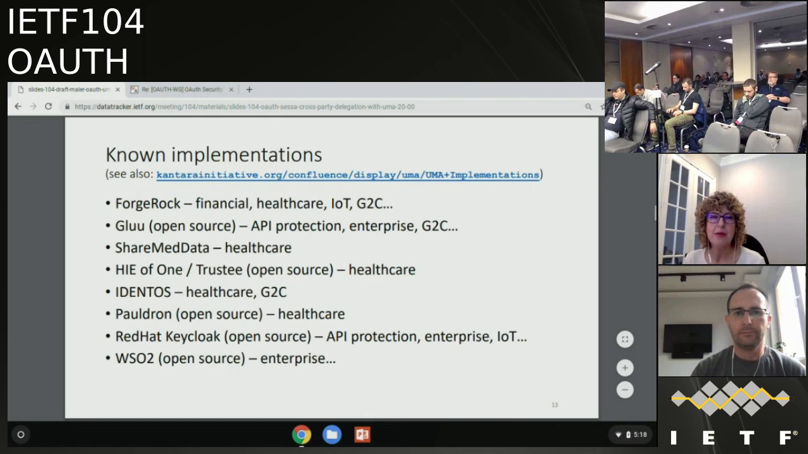And next slide, please. You can see a list of known implementations so far. As I mentioned, we've got some people in the room who represent some of these implementations, as well as I see some people participating and observing remotely. If you want to ask questions, there may be some people who can also answer through the chat.